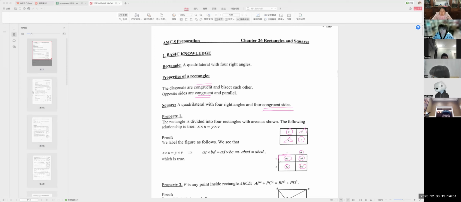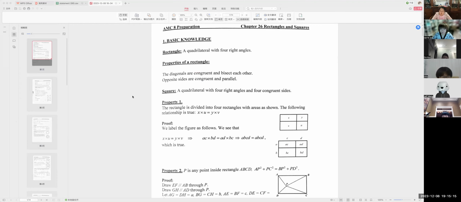Okay, so if you have those ones ready, so everybody, if you take a look at that one, you're going to say that X times U actually equals AC times BD. And Y times Y is actually BC times AD. So you're going to find, oh, sorry, Y times B. So it's actually AC times BD equals BC times AD. Understand, everybody? Got it? Okay, good.